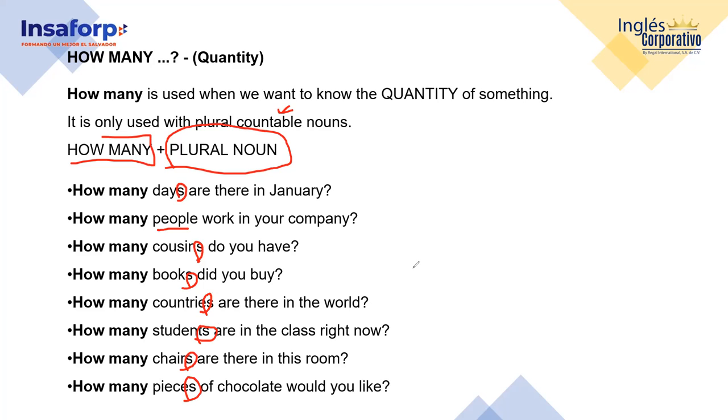I am not interested in the price of these objects, of these products. I am interested in the quantity of the products. And that's why I have here quantity. That is my main point. What is the quantity of this product? And in here, I have to use plurals. I cannot say how many they or how many person, cousin, book, country. All of them have to be in plural.